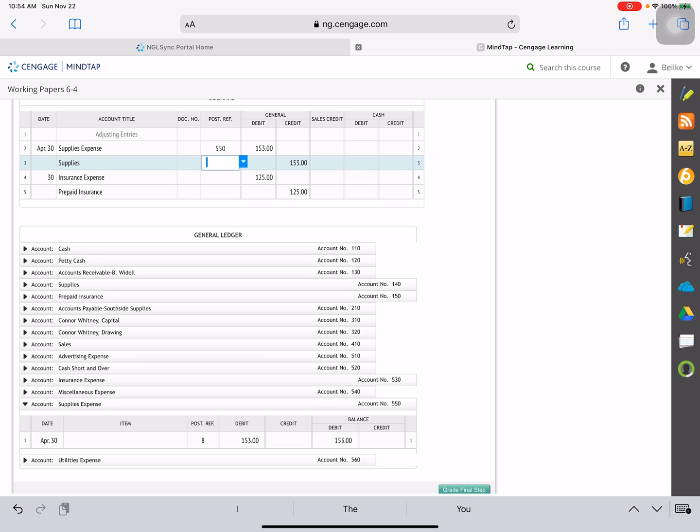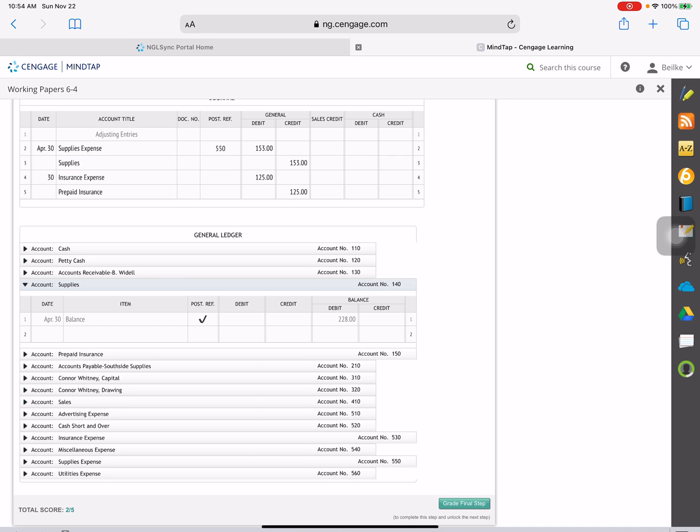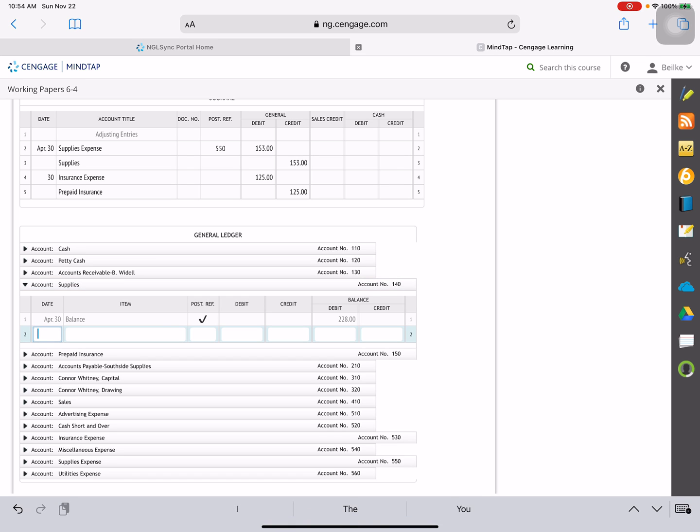Supplies is our next one. So we'll go to our supplies account. The date is the 30th. It is from page 8 of our journal. We are crediting supplies for $153. We have a debit of $128, a credit of $153, we will subtract, and our new balance is $75. Again, our last step is to go back into our post reference of our journal and place the account number 140.